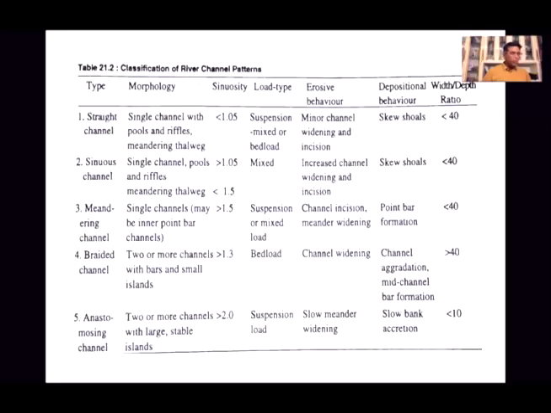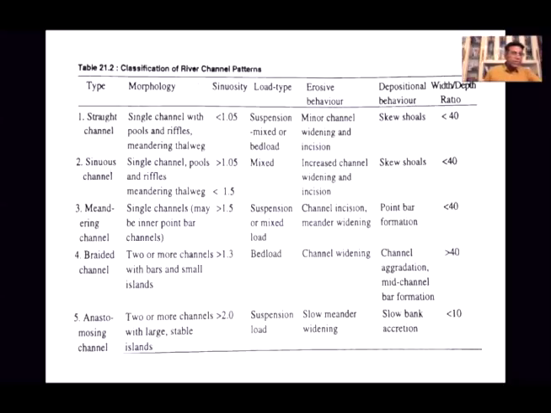Can you please open up page 409? So we have straight channels, meandering channels. Page 411 has braided channels. 412 has anastomosing and anabranching channels. All of these are types of alluvial channels, and all of these depend on the Sinuosity Index.